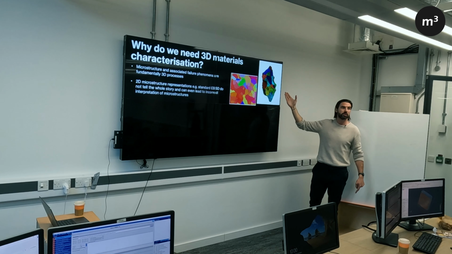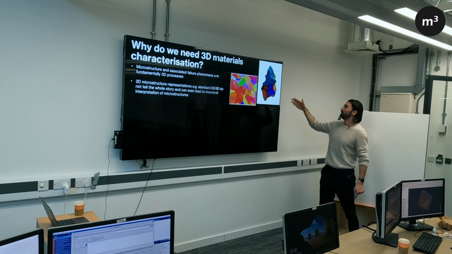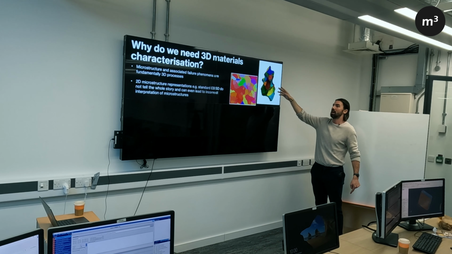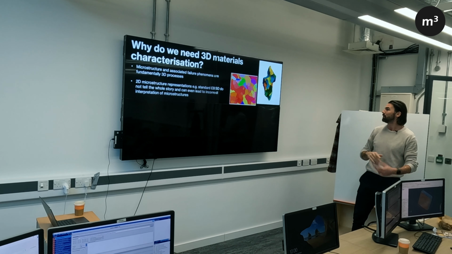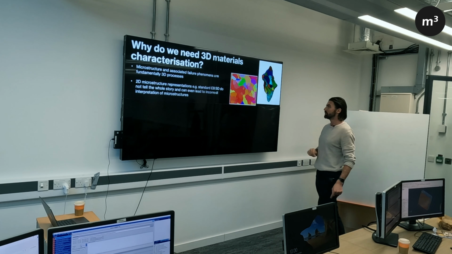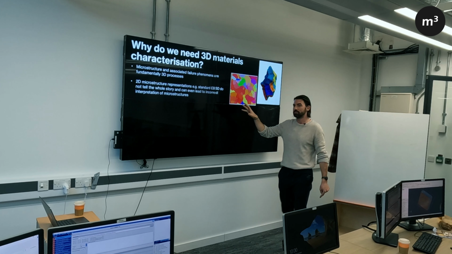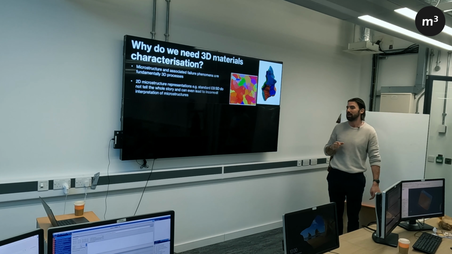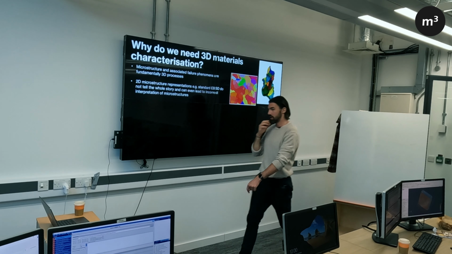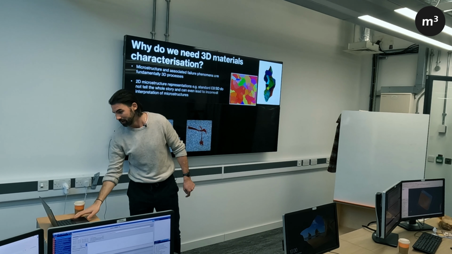So we can imagine if we start talking about stress corrosion cracking, we really need to understand how this microstructure develops in 3D and how the failure phenomena interact with that in 3D. So if we just go 2D, not only are we missing the picture, we can also lead to some incorrect interpretation as well. So 3D is very important.